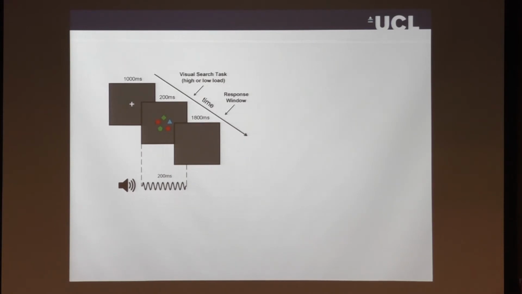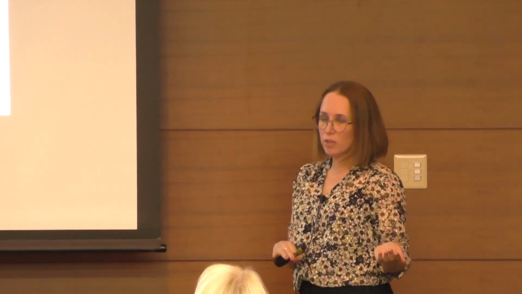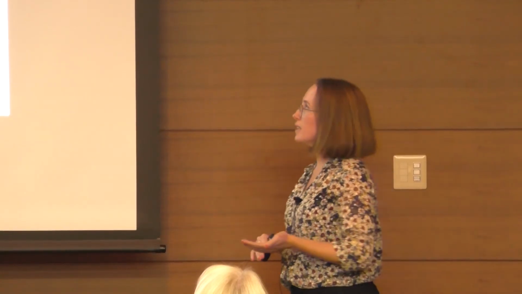So we changed the task to a slightly different task, where what people had to do is they had to do either a feature search or a feature conjunction search. So they were looking at a display of shapes and colors like this, and in the high-low task, they had to respond to a particular conjunction, so they had to detect a red square. And in the low-low task, they had to just detect red.